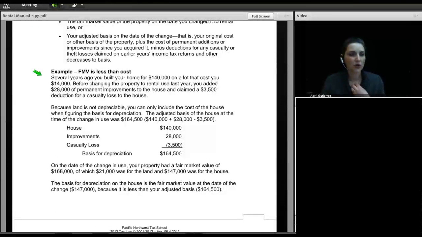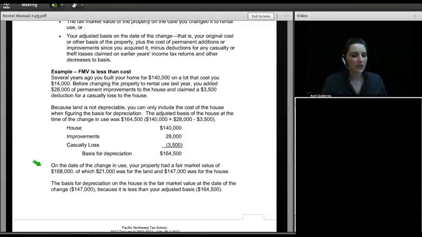Several years ago, you built your home for $140,000 on a lot that cost you $14,000. Before changing the property to rental use last year, you added $28,000 of permanent improvements to the house and claimed a $3,500 deduction for a casualty loss to the house. Because land is not depreciable, you can only include the cost of the house when figuring the basis for depreciation. The adjusted basis of the house at the time of the change was $164,500. That is the amount it cost you plus improvements minus the casualty loss. So the house, $140,000, improvements $28,000, casualty loss negative $3,500, basis for depreciation $164,500.